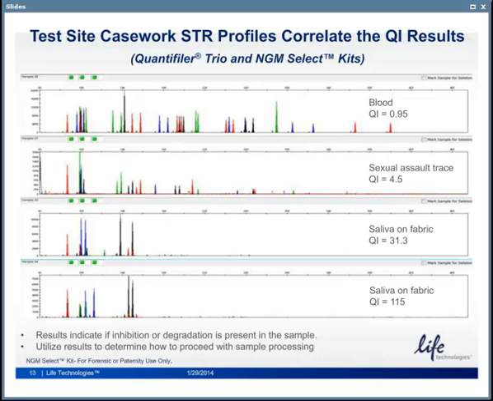So the quality index is roughly 5, and there is some allele dropout for the larger loci. Then for the last two panels, we have highly degraded DNA. So here the quality index in both cases is greater than 30, and so most of the alleles are dropping out in this sample.